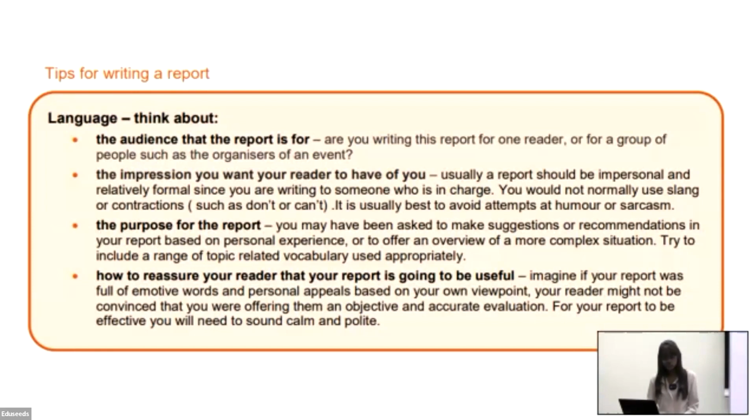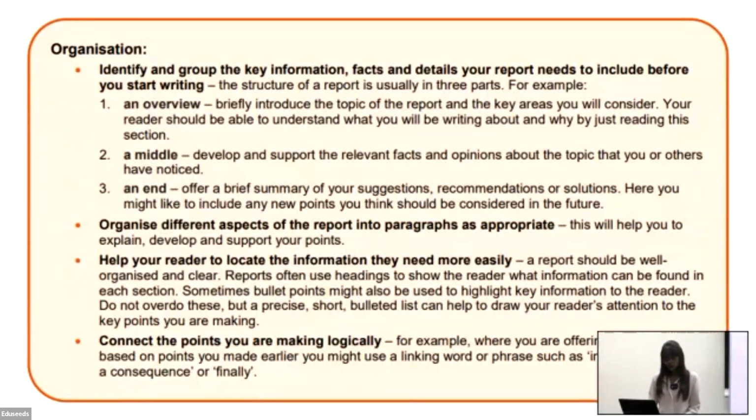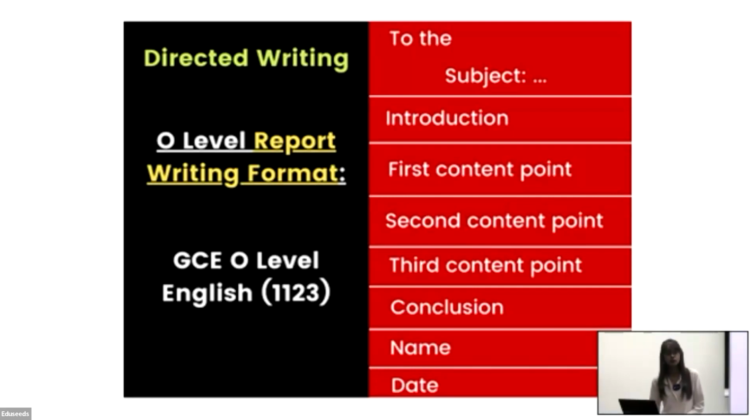And your organization, same thing. You have to have an overview in your introduction paragraph, the first part. You need to briefly introduce the topic of the report and the key areas that you are going to consider. Your readers must know what you are going to write about and why they are reading this report. In the middle part, which is the body paragraph, you need to develop and support the relevant facts and opinions about the topic. And in the conclusion, please give a brief summary of your suggestion, your recommendation, or solution. As a whole, this is the outline of your report writing.